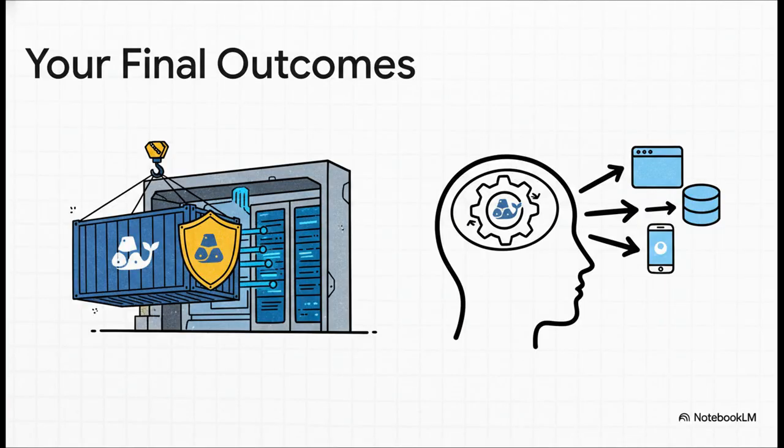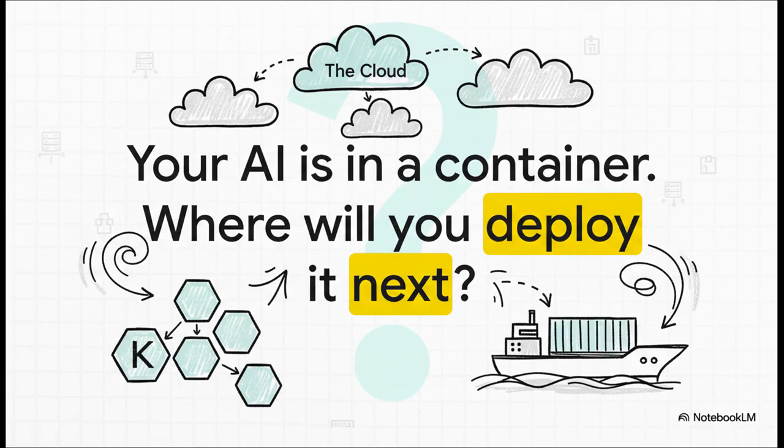So what do you actually walk away with? It's not just theory, right? You get 2 concrete outcomes. First, a tangible, hardened, production-ready container for your API pushed up to a registry. And second, and maybe more importantly, a reusable Docker skill that you can apply to every single project you do from now on. By mastering this, you've officially solved the works on my machine problem. You've packaged your AI service into a portable, reliable, and scalable unit.